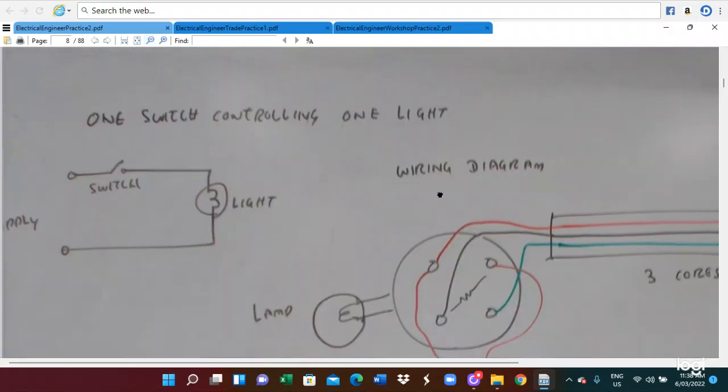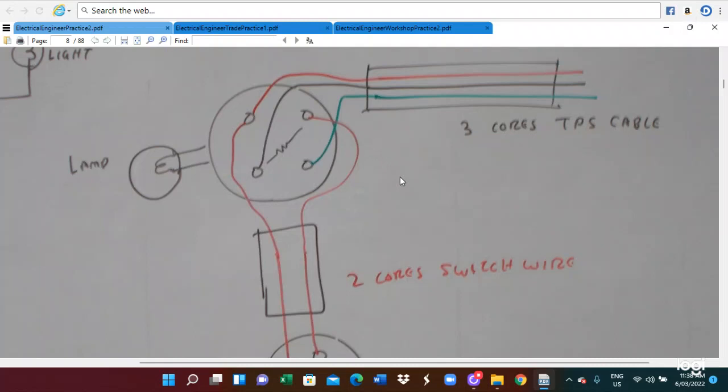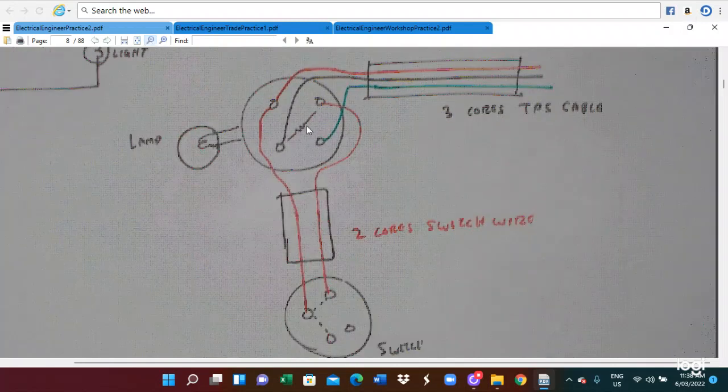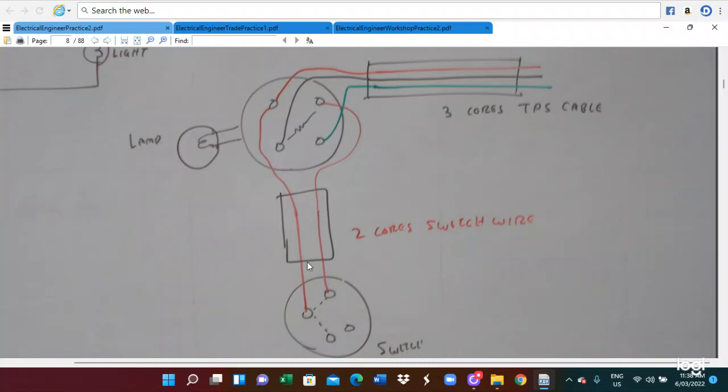So this is for one switch controlling one light. This is the supply, switch, and light connection. This is the wiring diagram, the real wire connection diagram. In this case, red is the active wire, black is the neutral wire, and green is the earth wire. Here is a switch wire.